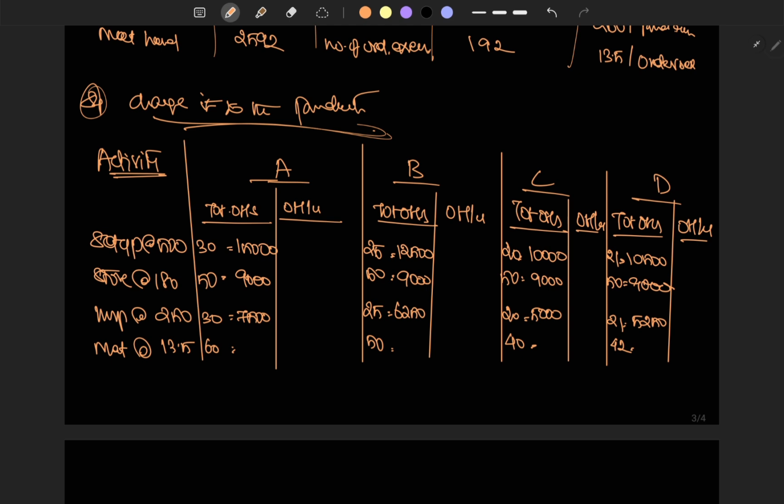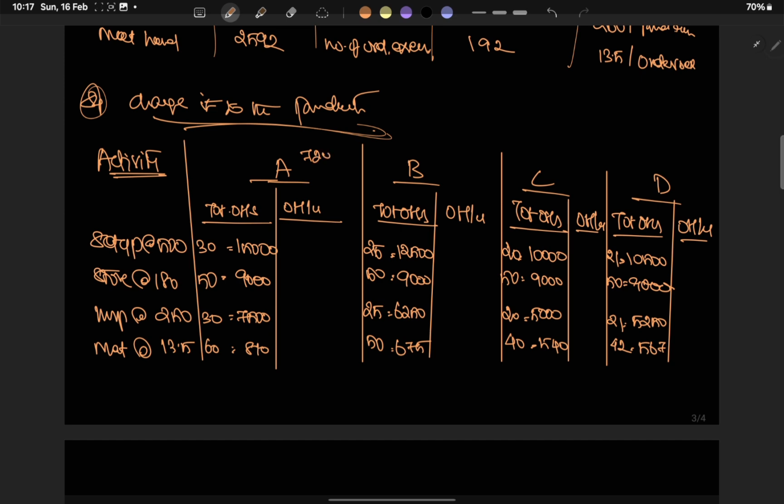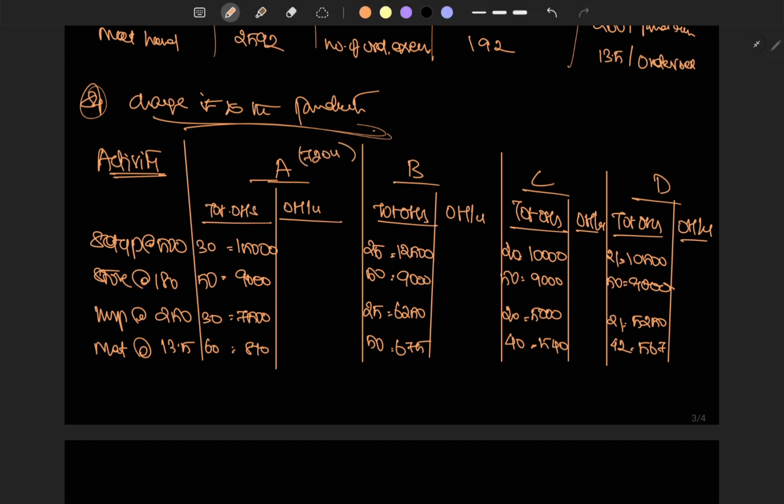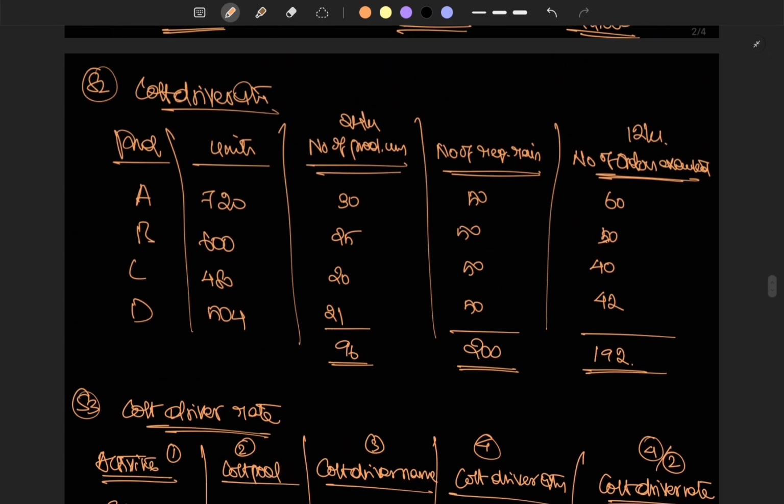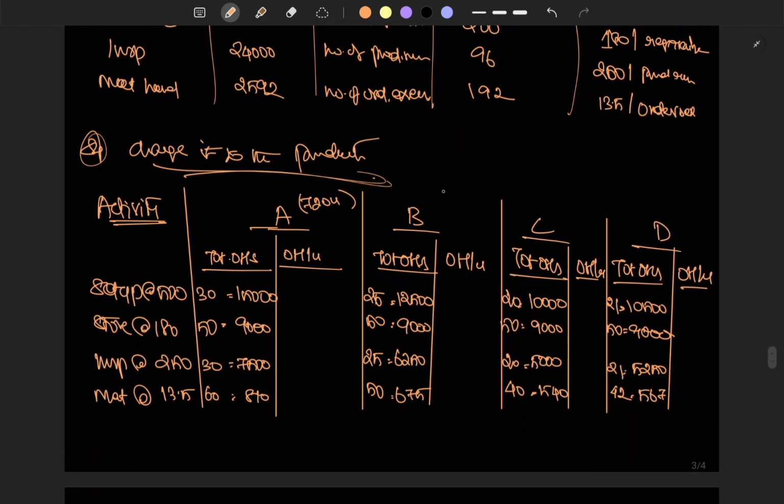13.5 into 60 gives us 810. 50 gives us 675. 40 gives us 540. 42 gives us 567. Right, so there are 720 units of product A produced, 600 units of B, 480 units of C, 504 units of D.